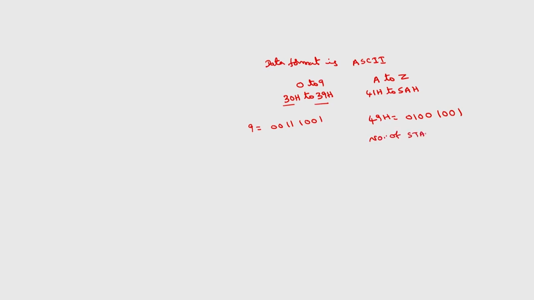number of start bits is equal to 1. So, number of start bits I want to take 1 and number of stop bits I want to take 2. So, start bit will be normally space and stop bit will be represented by mark.